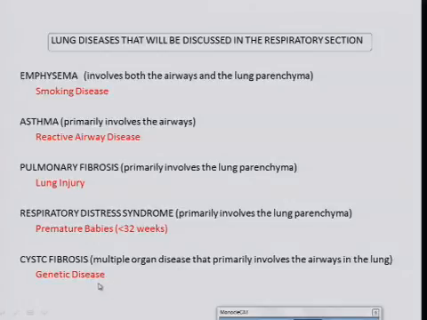This is one of the only genetic diseases that we're going to really talk about, but it's a disease that is very severe in many cases. And so we'll give you a better understanding of what cystic fibrosis is all about. But once again, that is an airway disease.